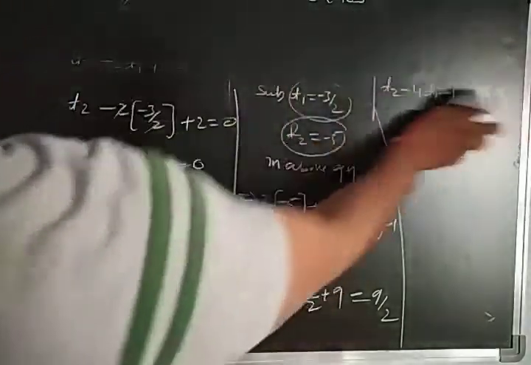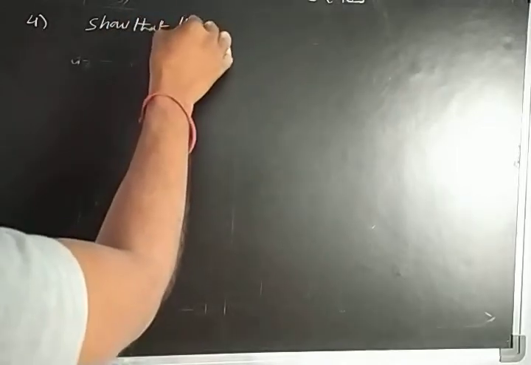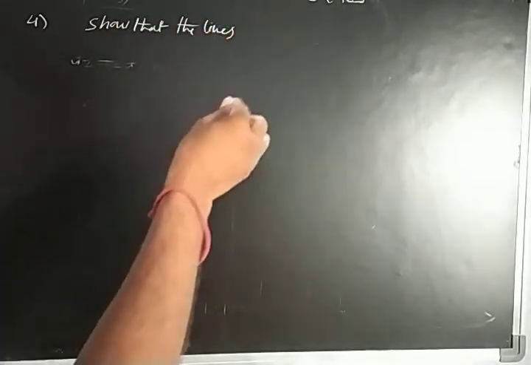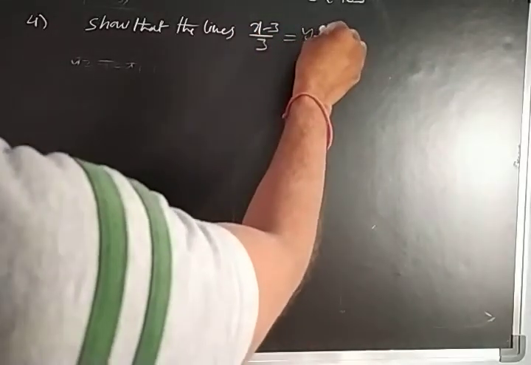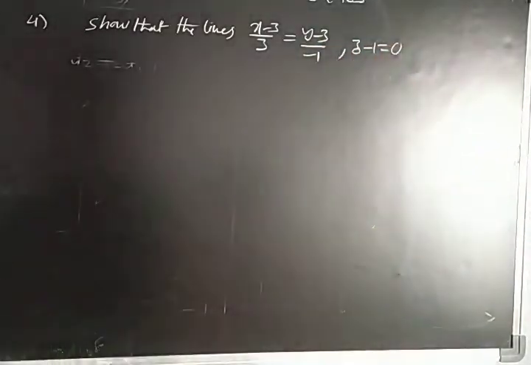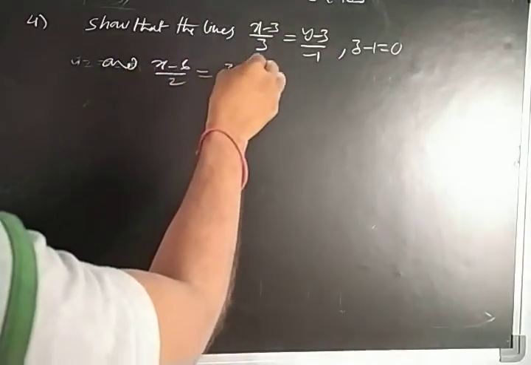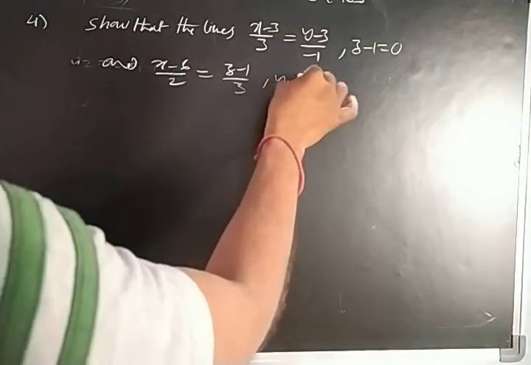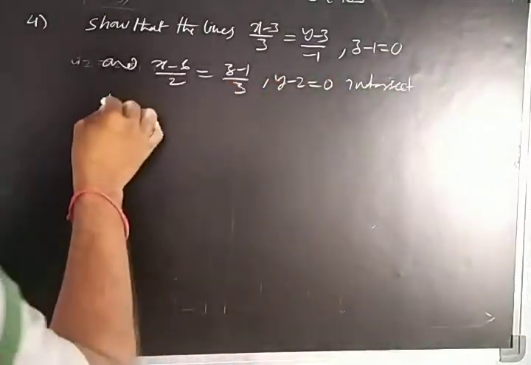Now next problem. Problem number 4. Fourth problem: show that the lines (x minus 3) by 3, (y minus 3) by minus 1, z minus 1 is equal to 0, and (x minus 6) by 2, (z minus 1) by 3, y minus 2 is equal to 0 intersect. Also find the point of intersection.